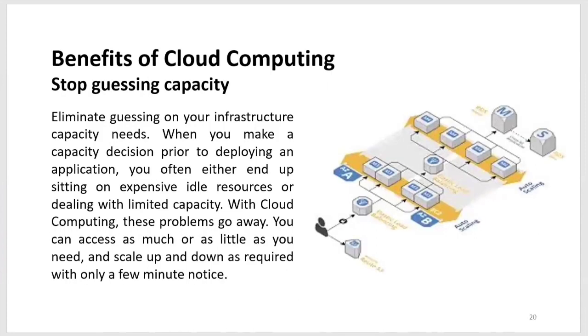Next is stop guessing capacity. Okay, so what is stop guessing capacity? So when you decide to run an application over the cloud, you design an infrastructure as per the need. And for that, you should know how many servers are required, how much storage is required. So you calculated everything before creating any infrastructure in your data centers earlier. But these days, at the time of designing, you don't require that.